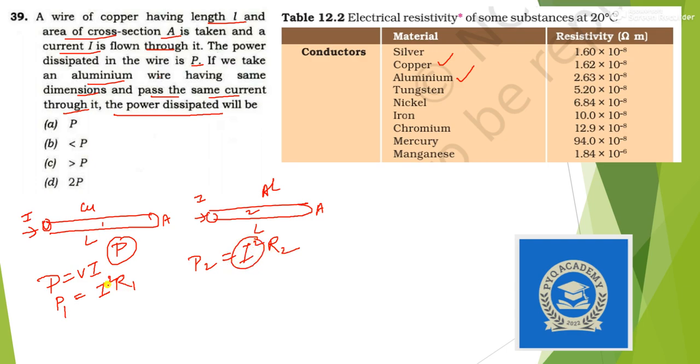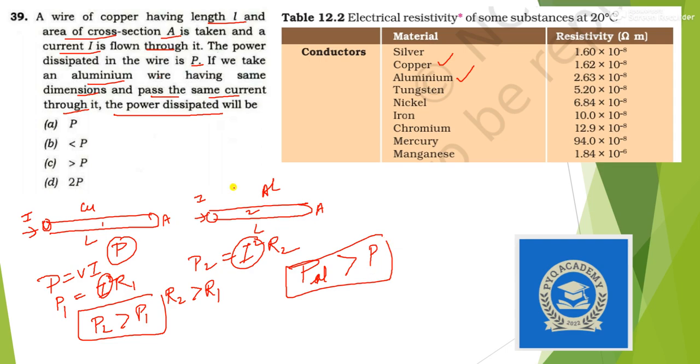I is the same, so let's eliminate I. Now comparing R1 and R2, R2 is greater than R1. That means P2 must be greater than P1. Here P1 is nothing but P. So the power of aluminium should be greater than the power of copper. Our answer is option C: the power dissipated by the aluminum wire will be more than the power dissipated by the copper wire.